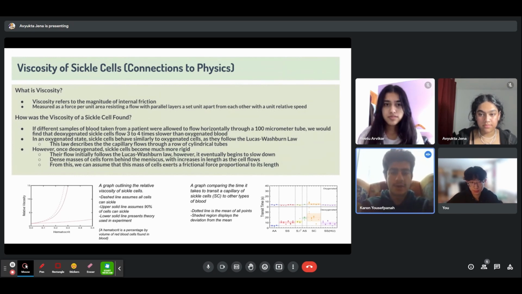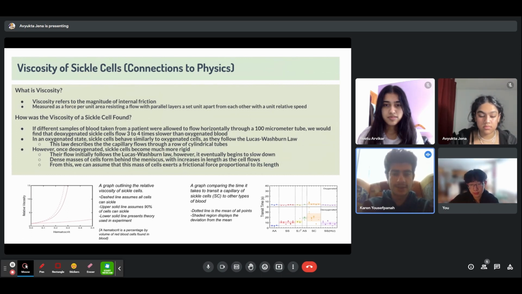We know that sickle cells often block blood vessels due to their shape, but that is not the only contributing factor. Sickle cells also slow down due to their viscosity or their internal friction. This was discovered when samples of different types of blood were taken from the same person and allowed to flow through a thin tube.